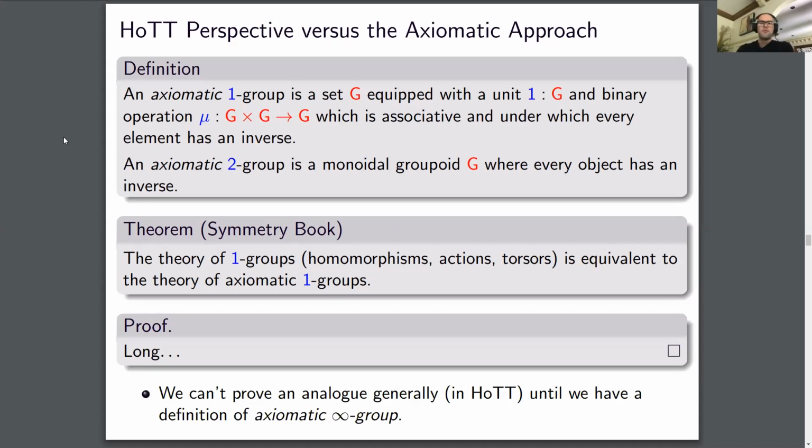We can't even formulate an analog generally in homotopy type theory until we have a definition of axiomatic infinity group. So maybe Eric has something to say about this later in the week, of how to get these fully weak higher structures. I should mention that externally, we are talking about the theory of higher groups, thanks to the semantics of homotopy type theory and a proof by Lurie that pointed connected objects in an infinity topos correspond to group-like infinity spaces there.